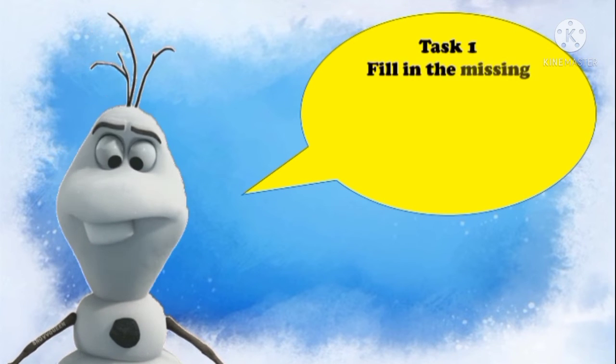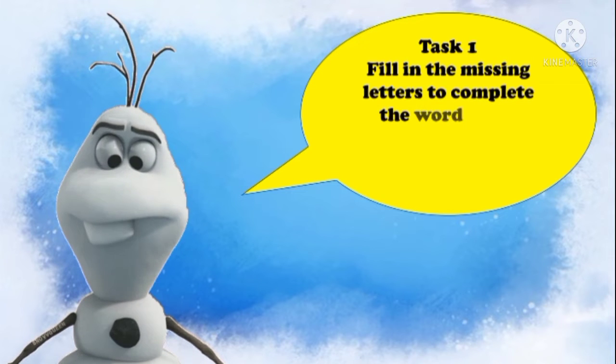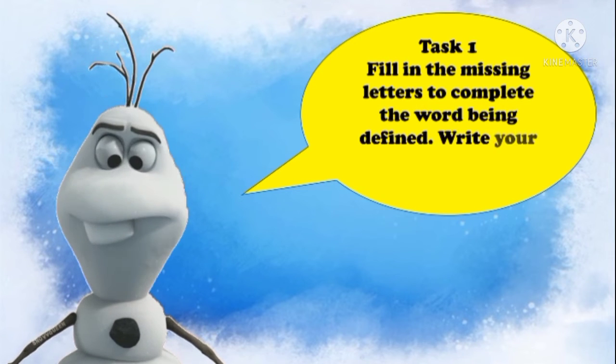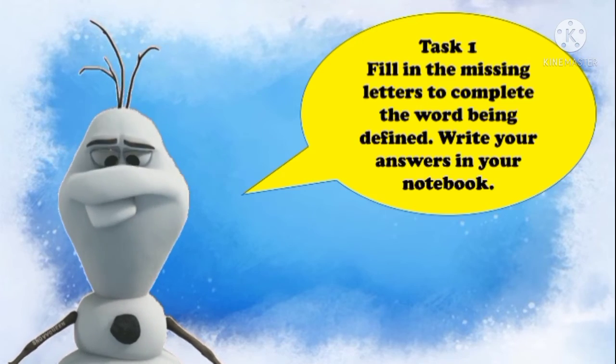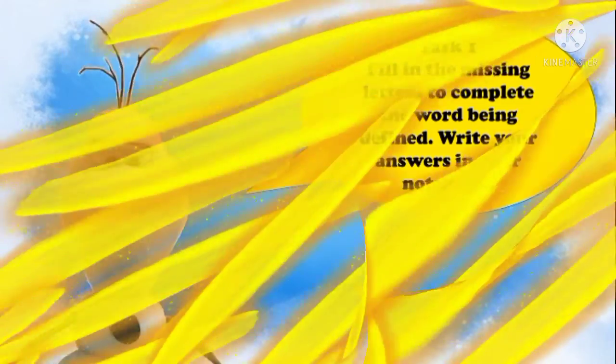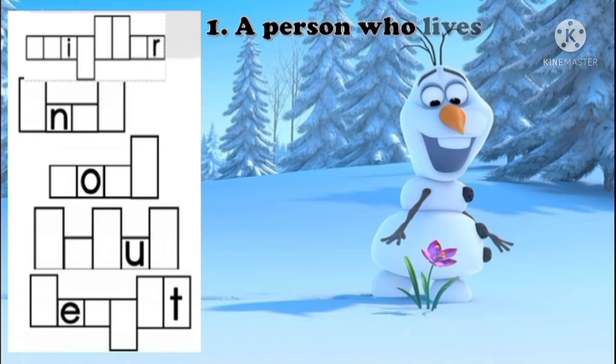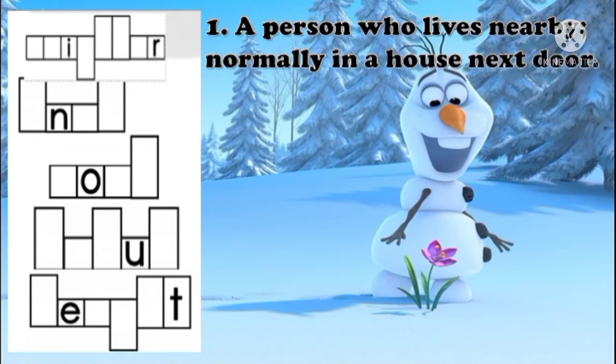Let us now proceed to task 1. Fill in the missing letters to complete the word being defined. Write your answers in your notebook. Number 1. A person who lives nearby normally in a house next door. What is the correct answer?